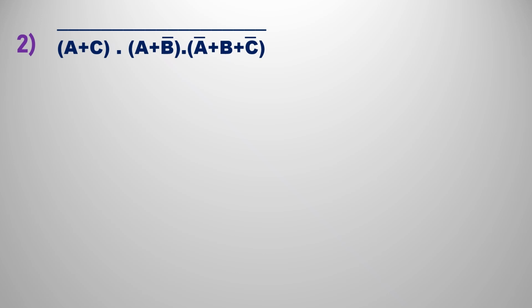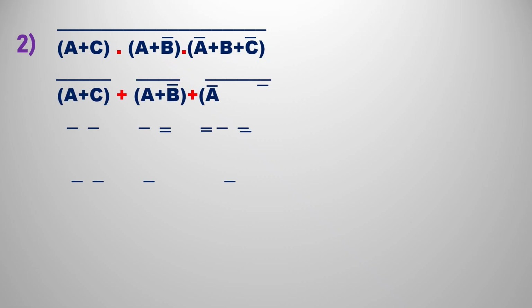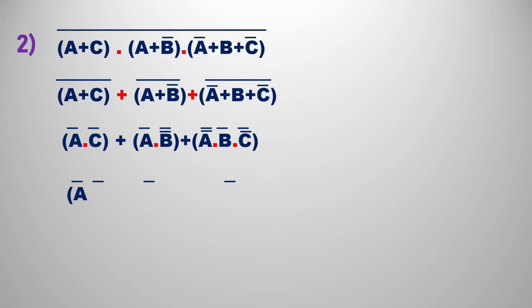Let's also see the second example. The second example is (A plus C) dot (A plus B bar) dot (A bar plus B bar plus C bar), and again we have a whole bar. We are going to split according to De Morgan's first and second laws. In this also I have just split them directly and written the full steps at a time.